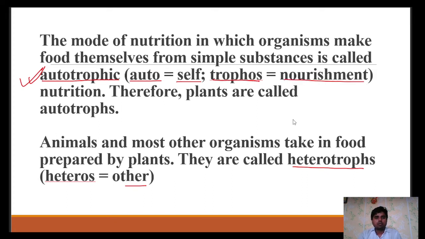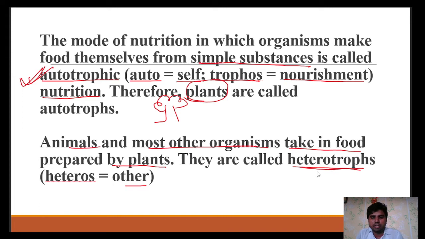So the mode of nutrition in which an organism makes food itself from simple substances is called autotrophic nutrition, and the examples are plants. So in the category of autotrophs, only plants come. Now when we talk about heterotrophs, it means that animals and most other organisms take in food prepared by the plants. Such animals are known as heterotrophic animals. So students, we are moving forward.